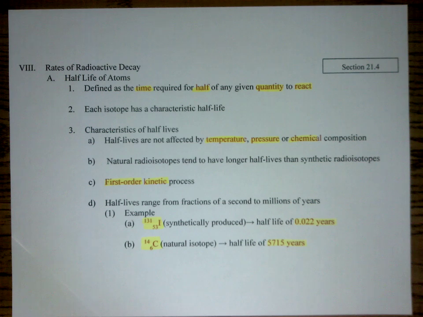The other thing to note here, I didn't have you write anything down, but natural radioisotopes tend to have longer half-lives than synthetic radioisotopes. So that means that if we manually make, or man-made some particular isotope, it's not going to have as long a half-life as an isotope that is naturally occurring in the universe.